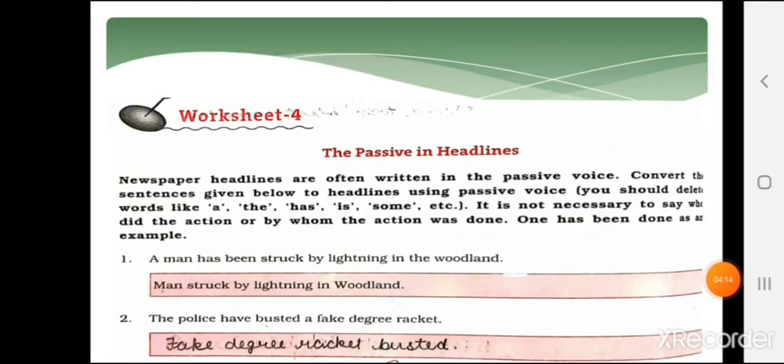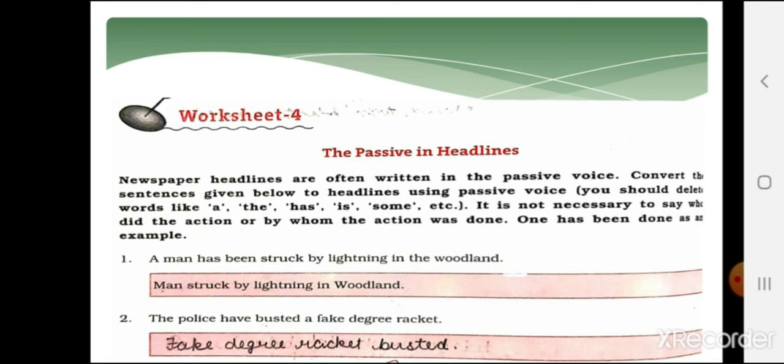Let's move on to worksheet number 4. The passive in headlines. Newspaper headlines are often written in the passive voice. Beta, newspaper के headlines जो हैं are often written in the passive voice, students. Now beta, convert the sentences given below to headlines. Okay, sentences are given to you, students. Now convert these sentences into headlines using passive voice.